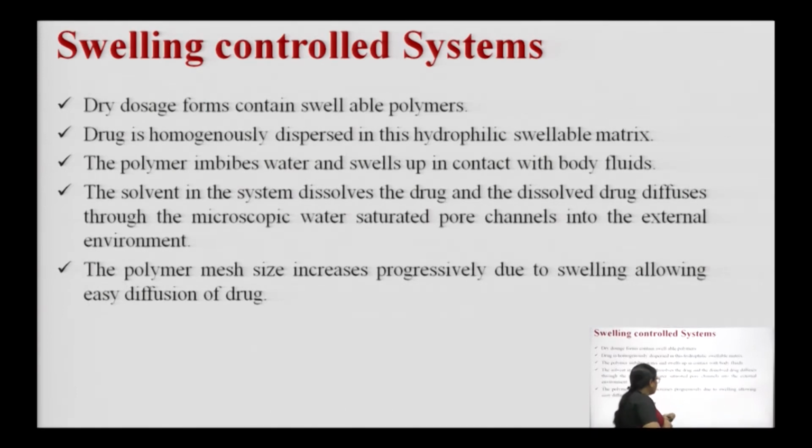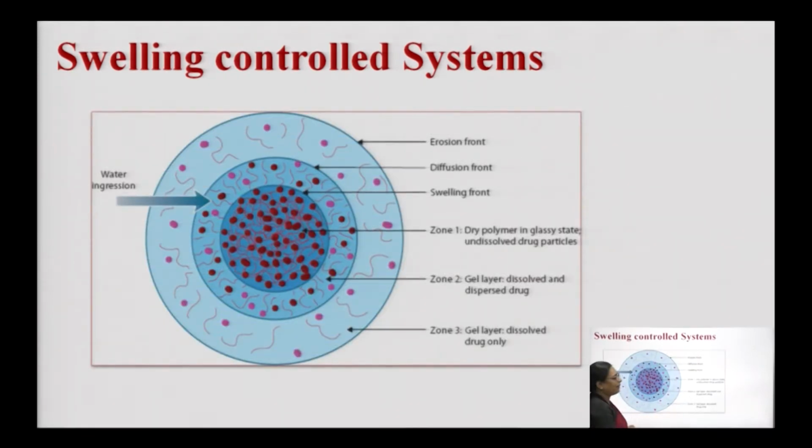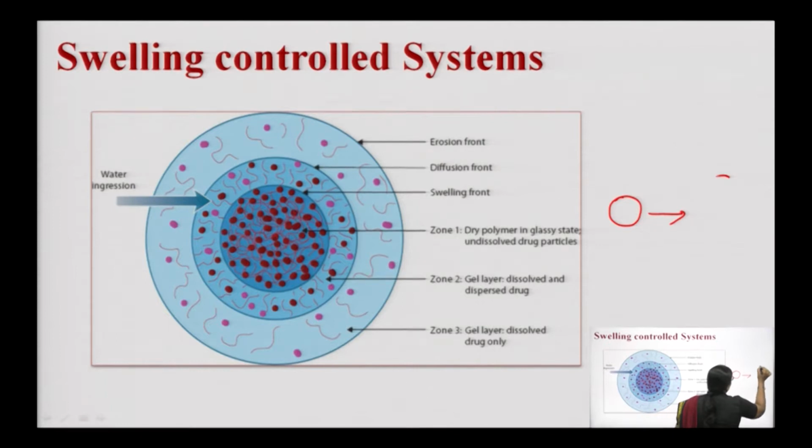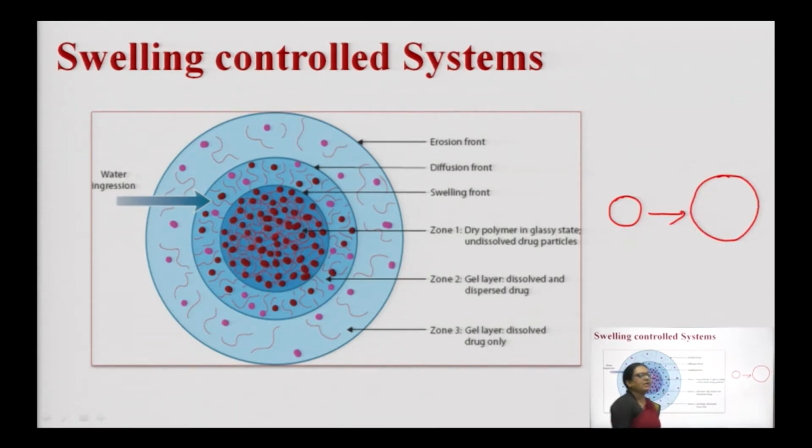I have tried to explain this with the help of this diagram. You can see that these swelling controlled systems, once they are placed in contact with water and have imbibed water, the first and foremost thing that happens is that the size of the dosage form is tremendously increased. And why is this increased? Because water imbibement creates pores within the matrix.